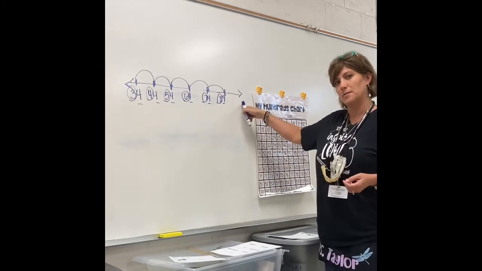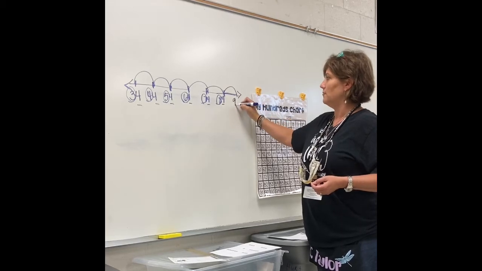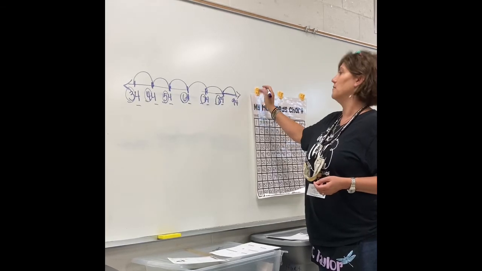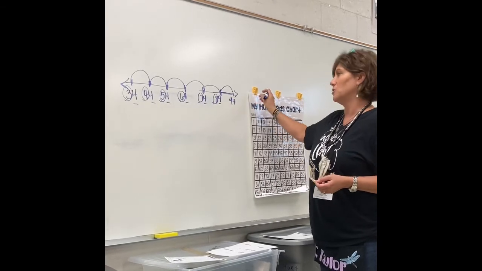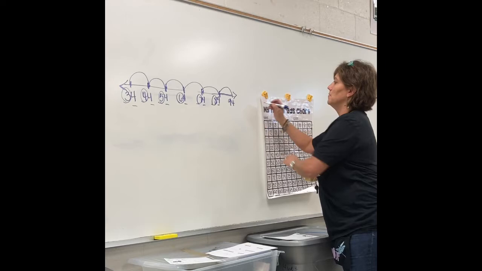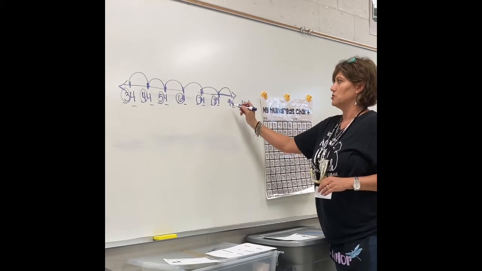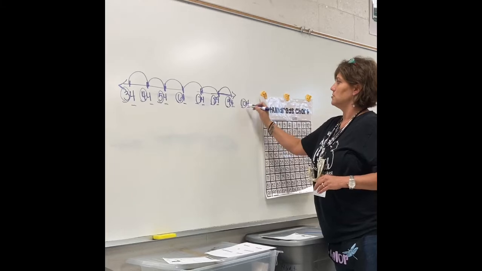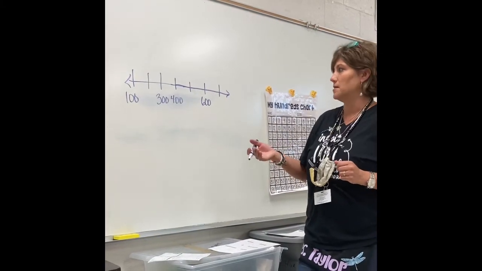What would my next number be? It would be 94. And if I continued on, if I added another 10, it would be 104. So you would see that the ones part doesn't change. The ones position doesn't change. It's just the 10. And also skip counting by hundreds is the same concept.